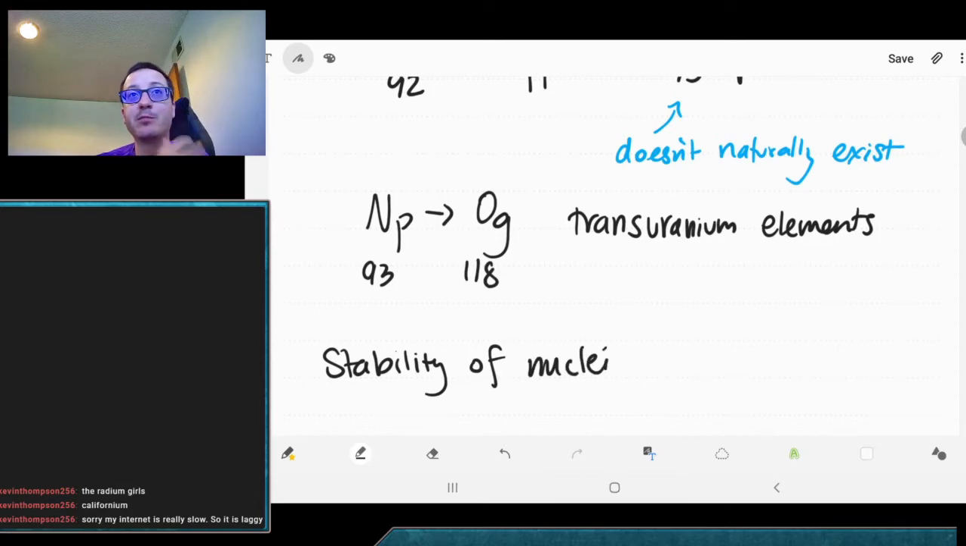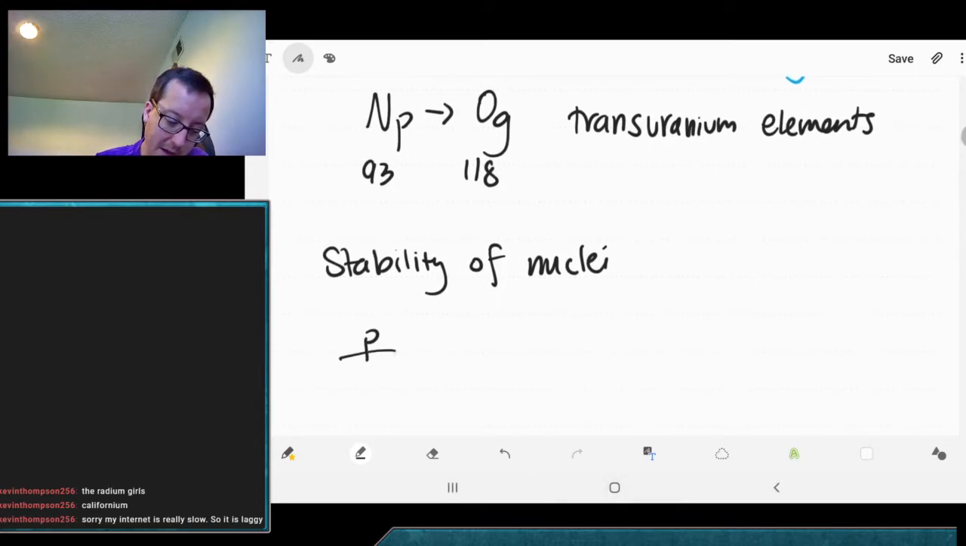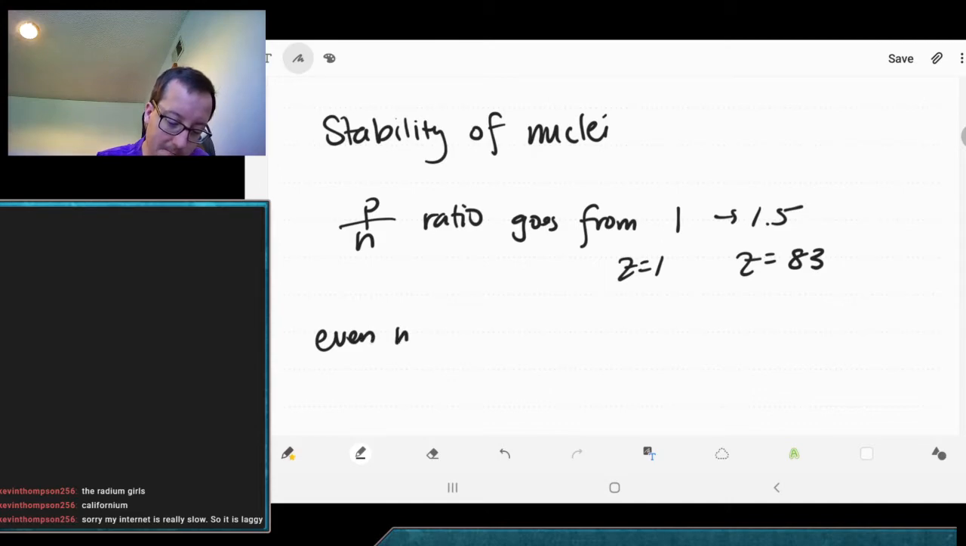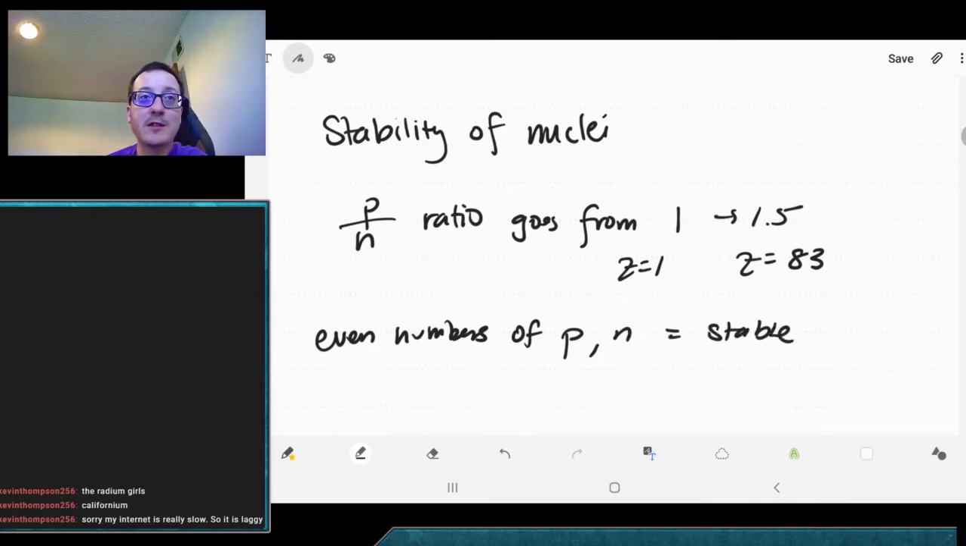So we saw we had this kind of nice neutron to proton ratio. We saw the p to n ratio goes from 1 to 1.5 or so up to element 83. That means good things. We're going to see that even numbers tend to be more stable. If you have even numbers of protons or neutrons, you tend to be more stable.